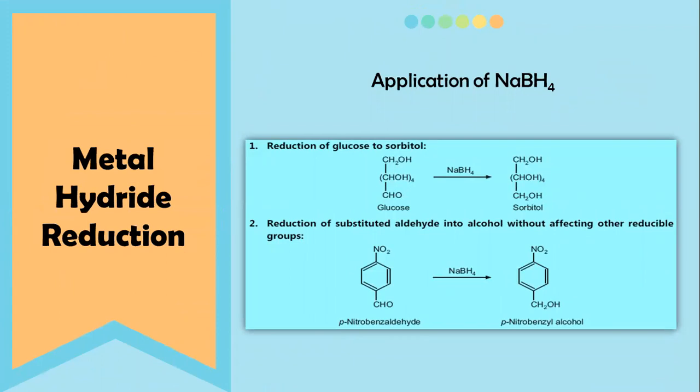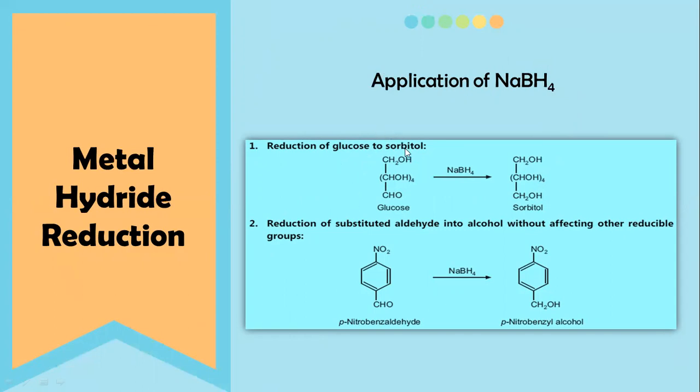Now here we will see various applications of these metal hydride reducing agents, sodium borohydride and lithium aluminum hydride, in pharmaceutical chemistry. Now, applications of NaBH4, sodium borohydride. The first one is reduction of glucose to sorbitol.